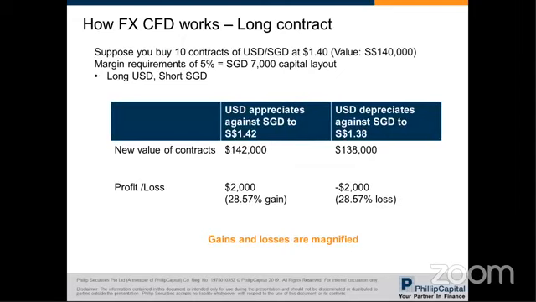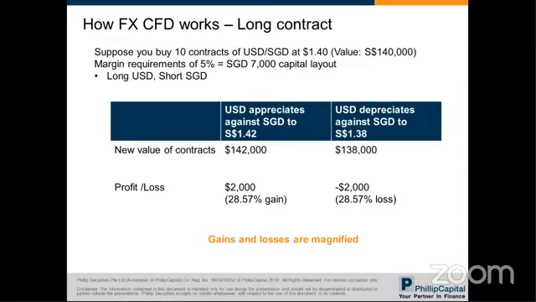As an example of how it works for FX CFD, suppose you buy 10 contracts, and we'll just work through an illustration. Say you take a long position of 100 value on USD/SGD. In this case, you're bullish that USD is going to go higher than $1.40. So the value of the contract is 140,000. Based on the minimum margin requirements, you need a minimum of 7,000 Singapore dollars to enter the position. In essence, you are longing the USD and shorting the SGD.